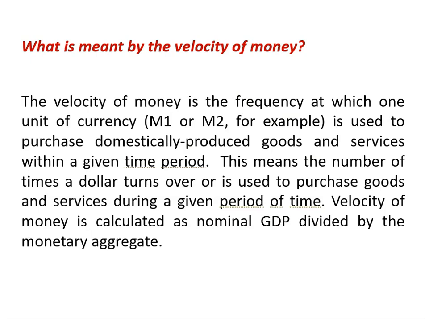So, what do we really mean by the term the velocity of money? The velocity of money is the frequency at which one unit of currency, M1 or M2, for example, is used to purchase domestically produced goods and services within a given time period. This means the number of times a dollar turns over or is used to purchase goods and services during a given period of time. Velocity of money is calculated as nominal GDP divided by the monetary aggregate.